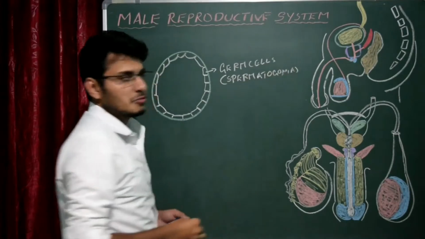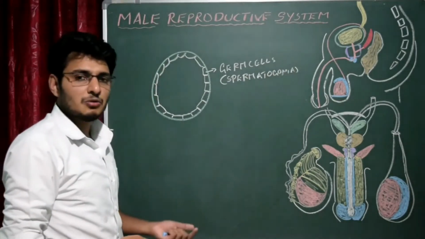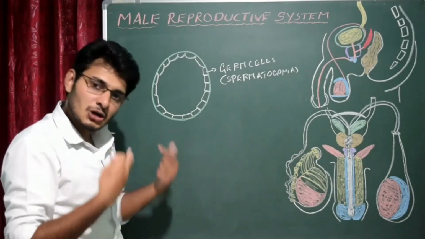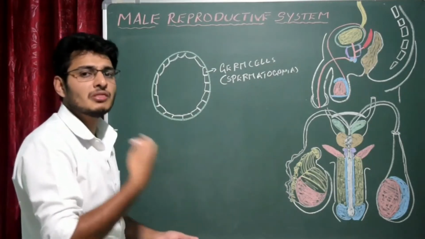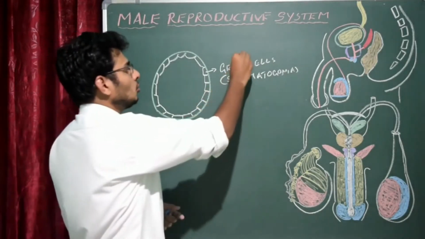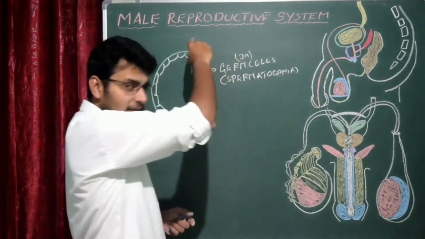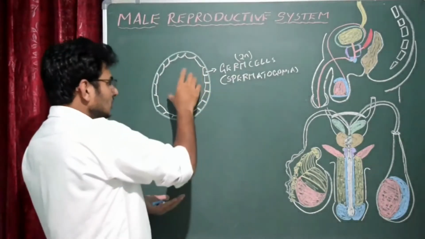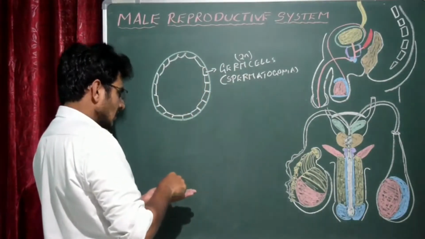What is the ploidy of spermatogonia? Compared to pollen mother cell or microspore mother cell, the ploidy is 2n itself. In the future, it's going to form the male gamete. So obviously, it is 2n. Okay, only single layer.